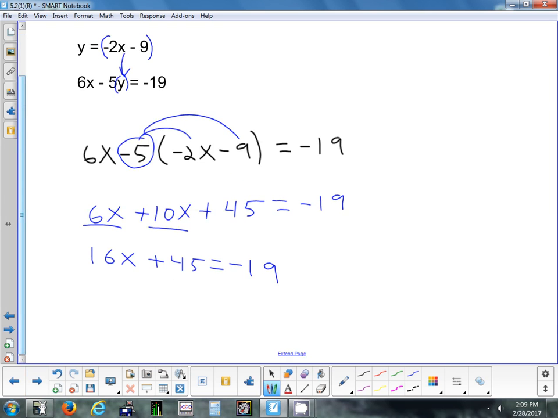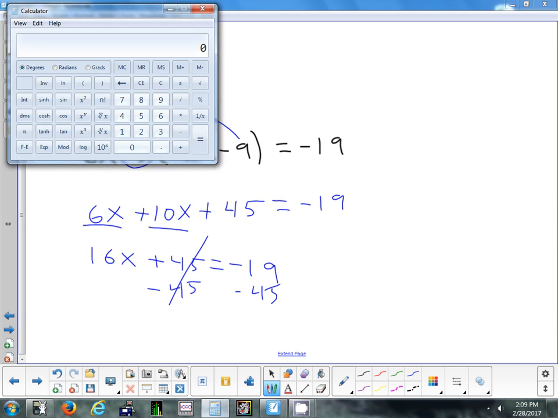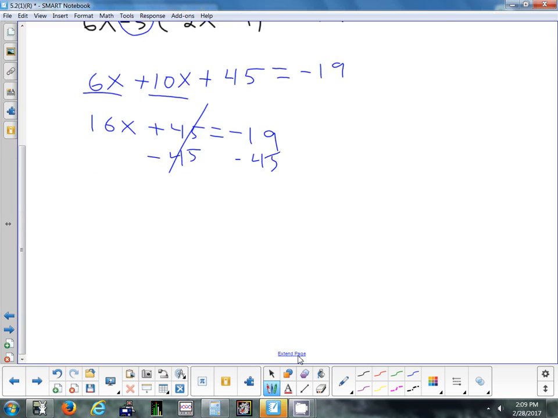Okay, so 2 steps left. What would be my next step? Yep. I have minus 45. Isolate that variable. Okay, and then negative 19 minus 45, you could just use your calculator. You get negative 64.